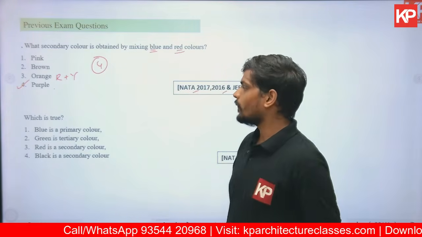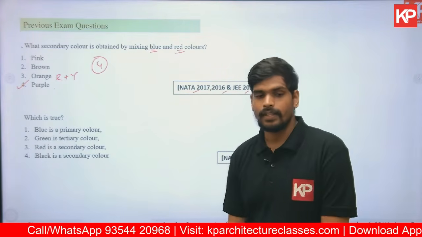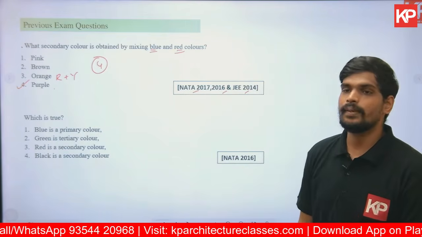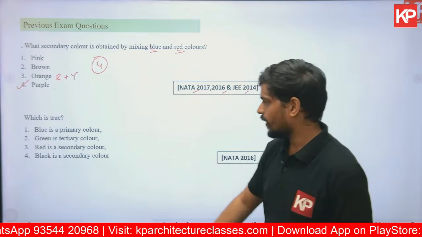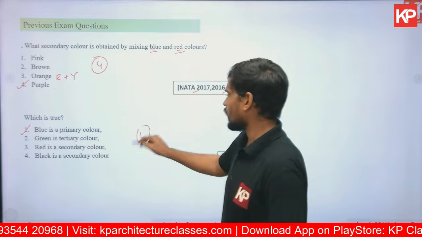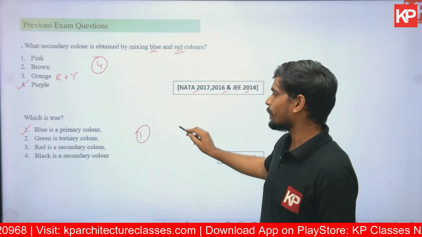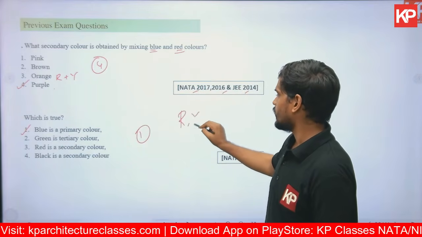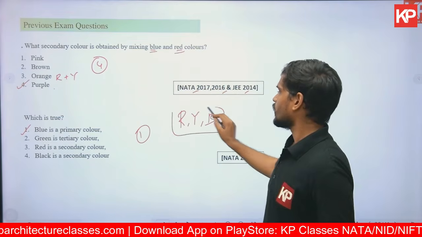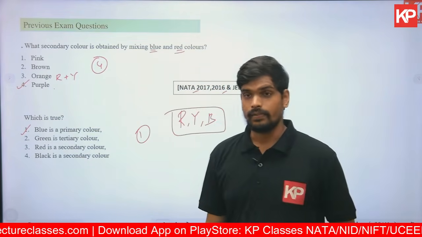Next one, which is true? Let us go statement by statement, identify the true statement. Blue is a primary color. Is it true? Absolutely yes. First statement itself is true. So 1 is the correct answer. What are the 3 primary colors? Red, yellow and blue. These are the 3 primary colors of the color wheel.